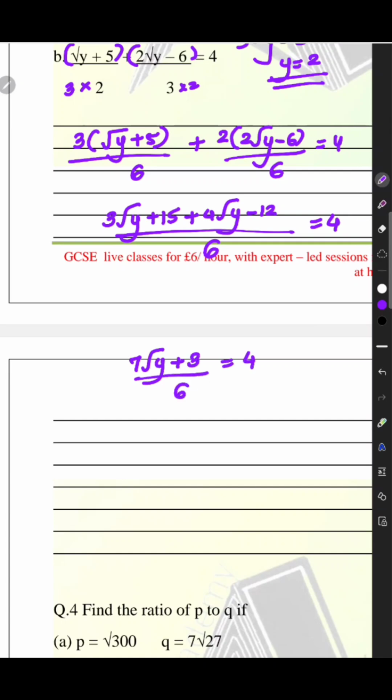In order to find this, obviously I need to multiply both the sides by 6. It will give me 7 root y plus 3 is equal to 24. Subtracting 3 from both the sides will give me 21. Divide by 7, I'll get root y is equal to 3, and obviously to get the value of y I have to square it. So that will give me y is equal to 9. This is how we can find the value.